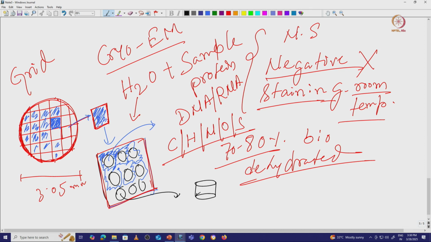Now whenever you add your biological sample, it has water and sample, it will go inside that hole and stay inside there in liquid form. Why will it go inside and stay in liquid form? Because this is a hole, and due to surface tension it will hold a small amount of sample. Then when you plunge this, it will be frozen and your sample will be fixed.